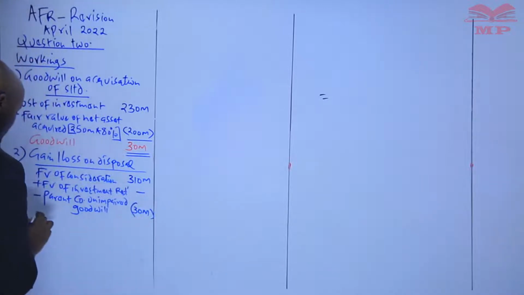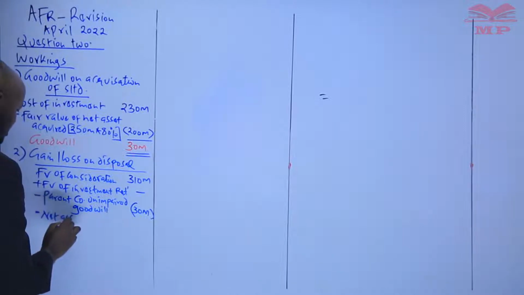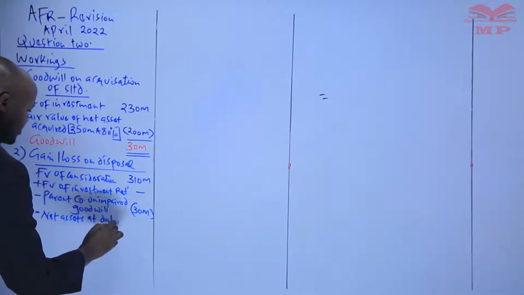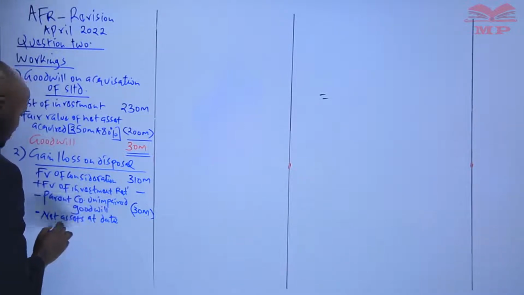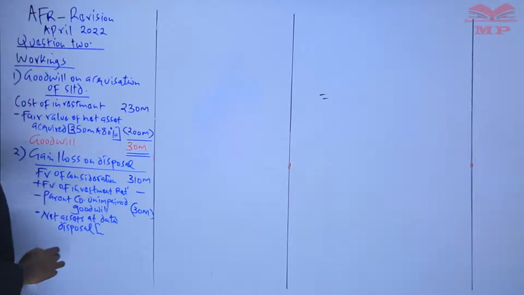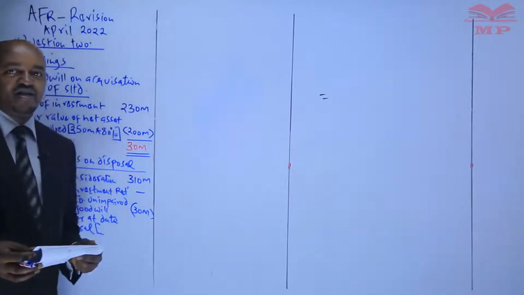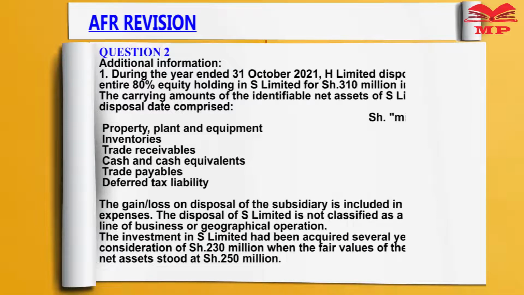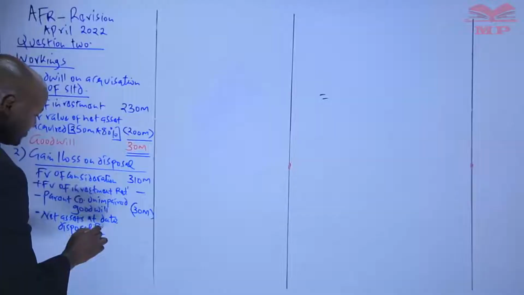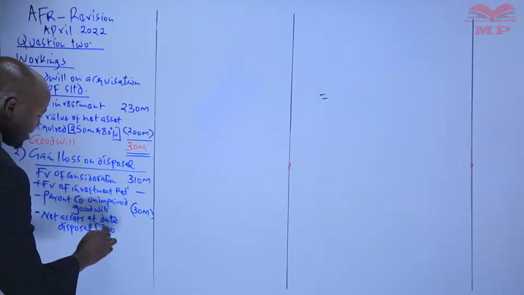And then two, we less the net asset at the date of disposal. Basically this is what we have in note number 1. In note number 1, we are told that the carrying amount of identifiable net asset of S Limited at the date of disposal amounted to how much? Amounted to 300 million.